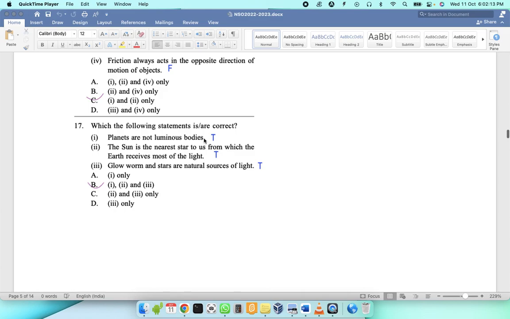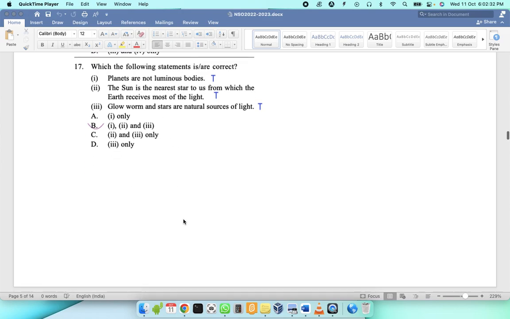Planets are not luminous bodies. This is true. The sun is the nearest star to us, from which the earth receives most of the light. This is also true. Glowworms and stars are natural sources of light. This is true too. So the answer is B.